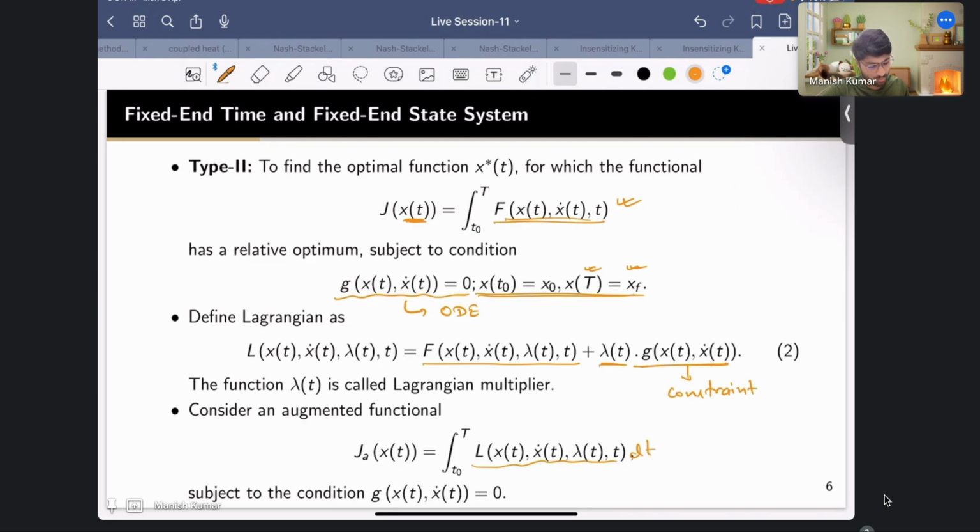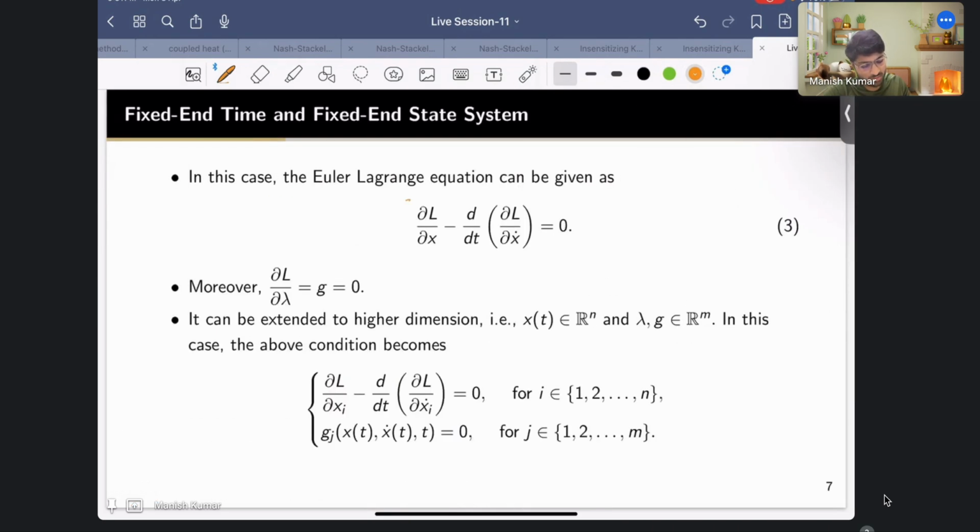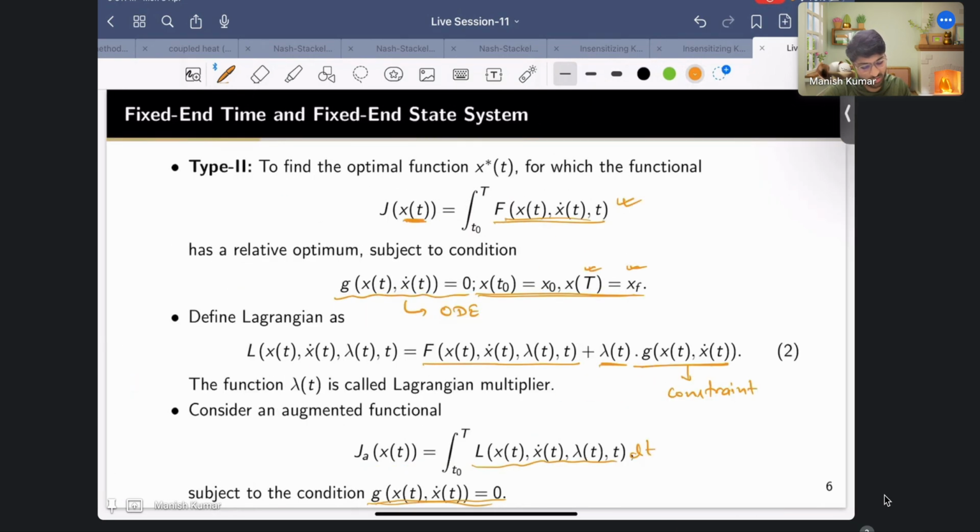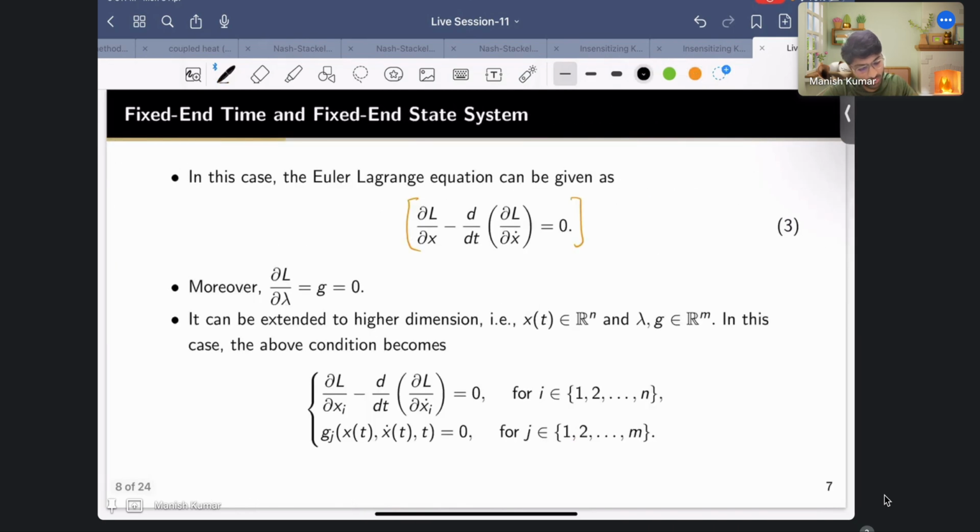Again the constraint is the same. Now when you do a similar kind of analysis for this J, what you get is this equation. This is the Euler-Lagrange equation. Here both names appear because of this Lagrangian function. This says that the partial derivative of L with respect to x minus the time derivative of the partial derivative of L with respect to x prime should be 0. So this is the condition.